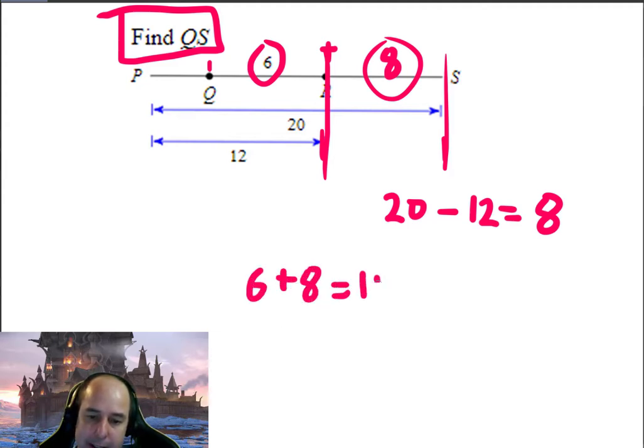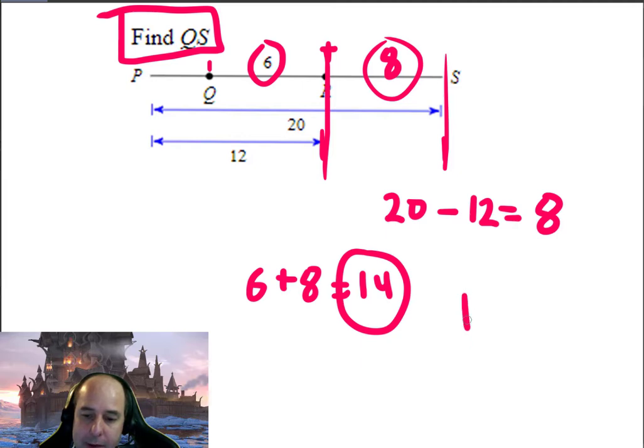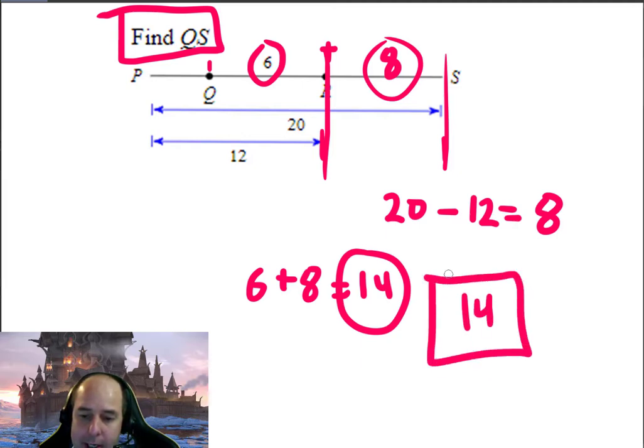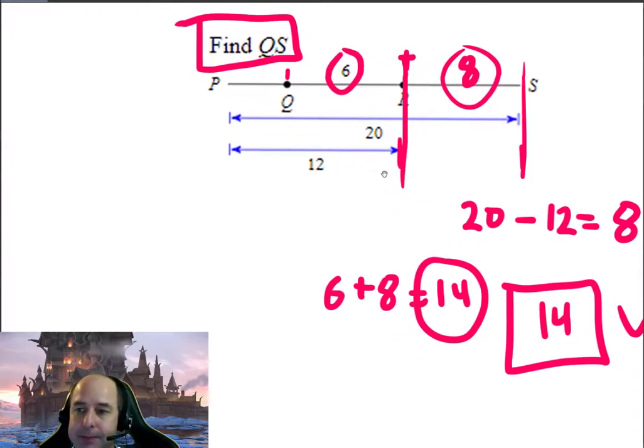6 plus 8 is equal to 14. And 14 is my winner, chicken dinner. Ding! All right, moving on to the next one.